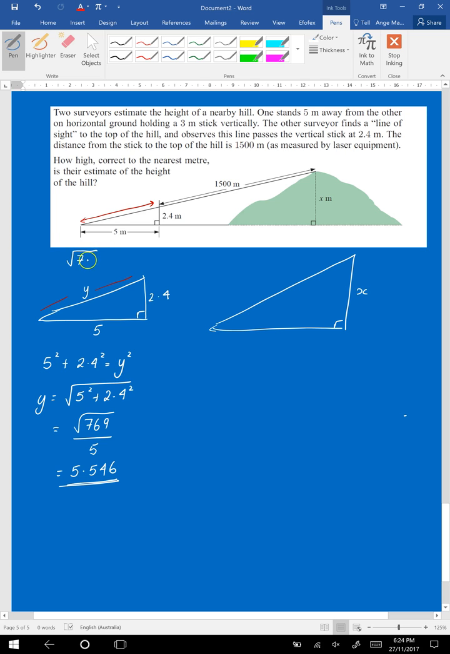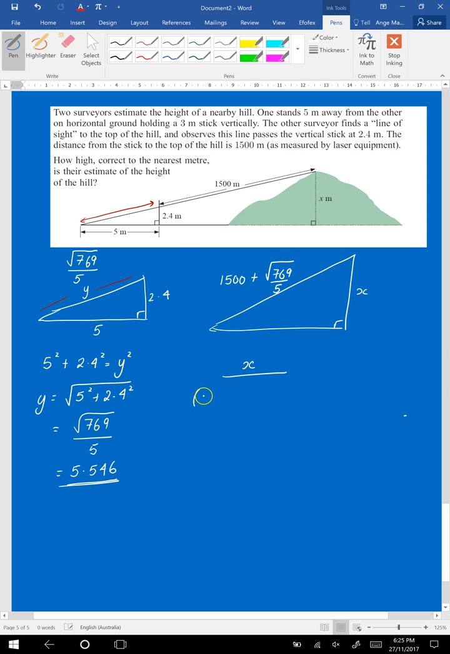So this length now is 769 all square rooted divided by 5. That's this length, which means this big length here is 1,500 plus that length over there, square root of 769 all divided by 5. Okay, so go to the triangle that's got your unknown in it, and it's going to be x, and we're going to divide it by this ugly number here. Now remember, you don't have to work that out, your calculator is working it out.